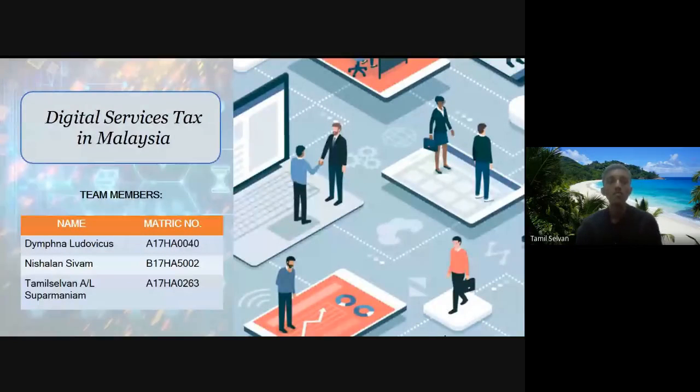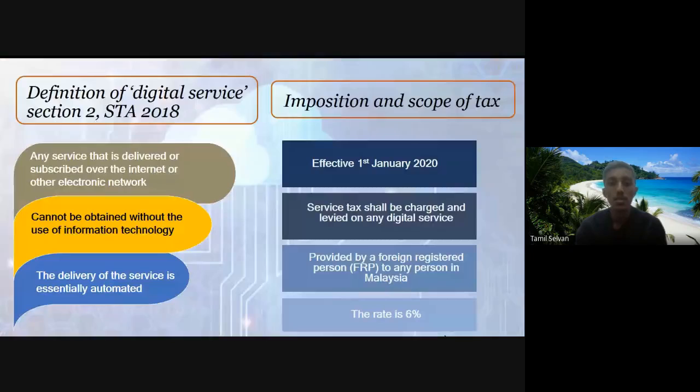All right. So my name is Tamal, and my team will present about digital services tax in Malaysia. My team members are Divna, Nishadan, and others. Just to give a little bit of background about what digital services tax is, it was introduced during the previous budget tabling, and basically it was introduced to level the playing field between digital service providers in Malaysia and foreign digital service providers. Digital Services Tax, or DST, is governed under the Service Tax Act 2018.